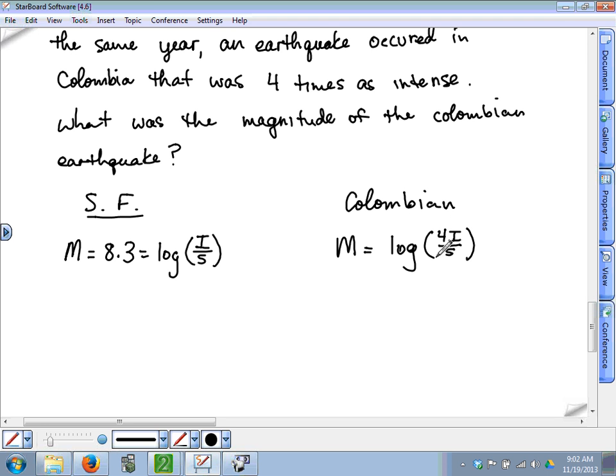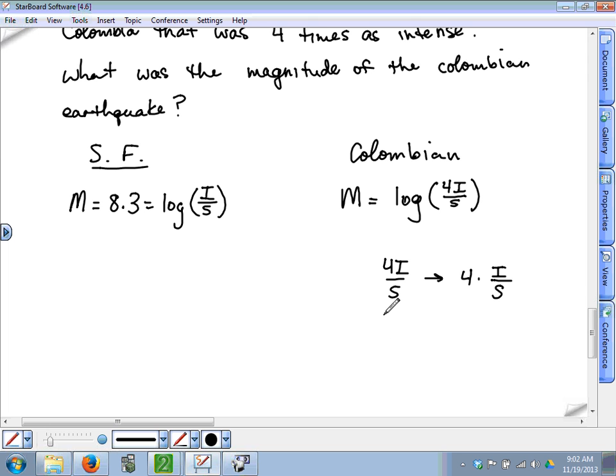This 4I over S, we need to write this a little bit differently. Can anybody think of a different way to write 4I over S? I think I heard somebody say it. 4 times I over S. Do you guys agree that these are the same? They are the same. I don't care if you agree with me or not. They are. That's a different way. I expanded it. That's what we're actually gonna do. So now we have log of 4 times I over S.